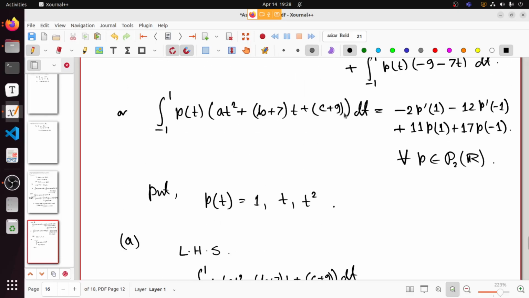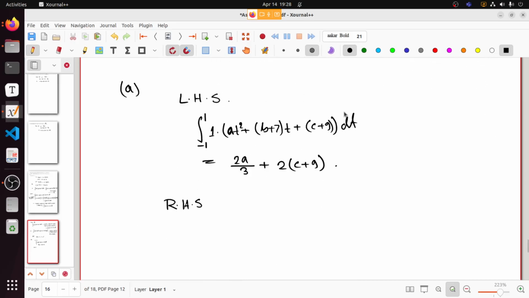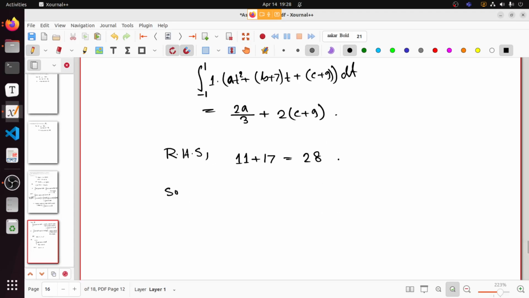If you put 1, then the p dash terms will be 0, only p of 1 and p of minus 1 will remain, and they are constant functions, so this will be 11 plus 17, right? So this is 11 plus 17, so this is 28. So therefore what will we get? 2a by 3 plus 2 into c plus 9 will be 28.